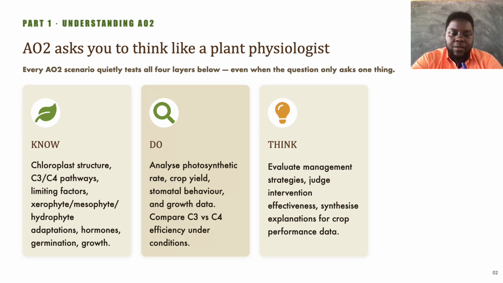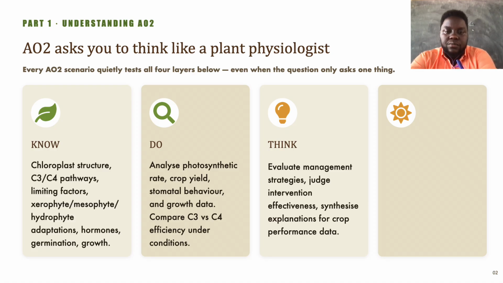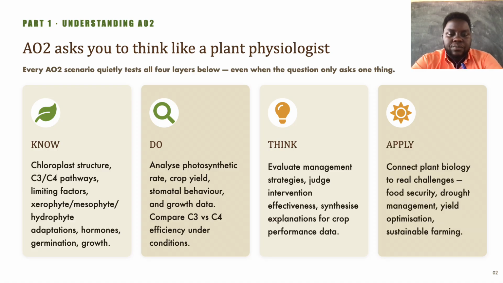And finally, the fourth level is application. Here in application, we are going to connect all of this back to a real-world challenge, and that is food security, drought management, yield optimization, sustainable farming. These are things that are going to be very relevant when you are answering assessment objective 2. Because remember, when we are designing this particular assessment objective, we are thinking about the real Ugandan when they are dealing with plants. Sometimes we are going to talk about farmers, we are going to talk about seed banks, we are going to talk about climate variability, and so on and so forth.